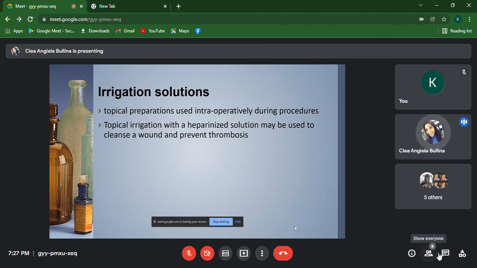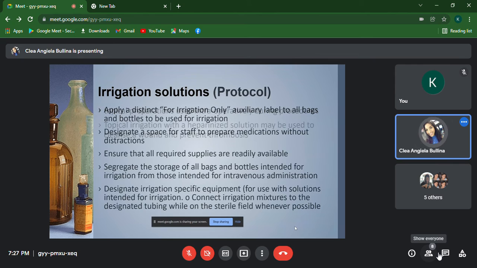Okay. So, let's proceed with the irrigation solutions protocol. So again, natapos na tayo dito. You should apply a distinct for irrigation only auxiliary label to all bags and bottles to be used for irrigation. Kailangan talaga may ganito label class in order to prevent mix-ups. Designate a space for staff to prepare medications without distractions. Ensure that all required supplies are readily available. Also, segregate the storage of all bags and bottles intended for irrigation from those intended for IV administration.